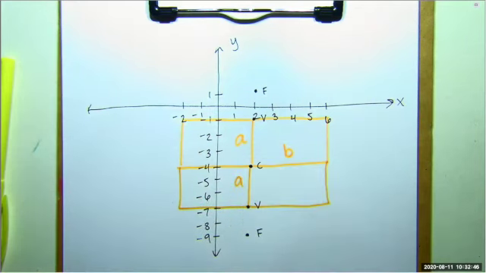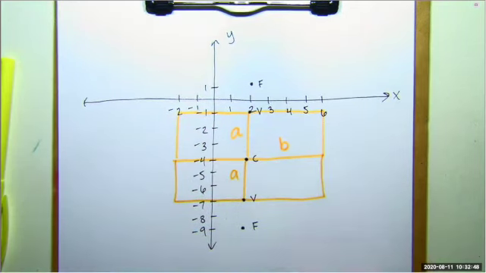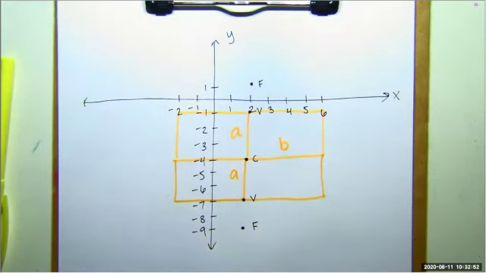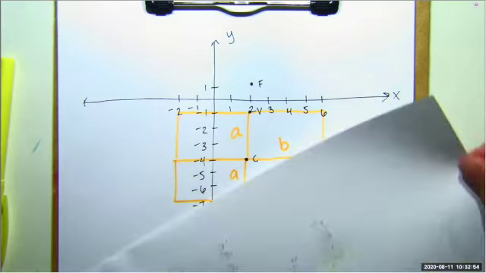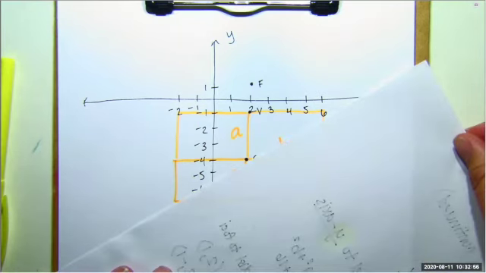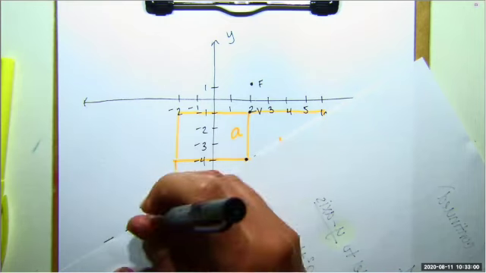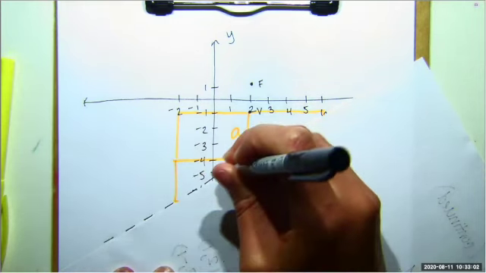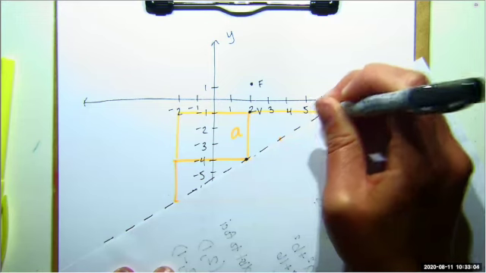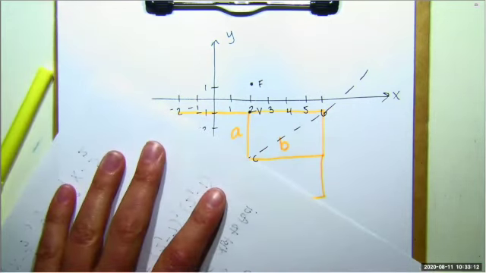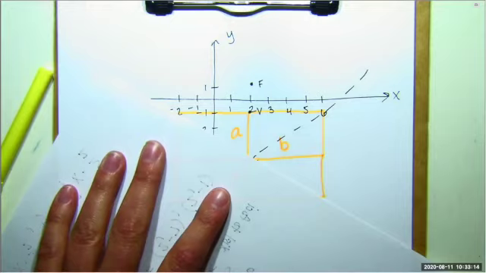Now, it just so happens that our oblique asymptotes are going to go through the center and they will go through the corners of our box. So our first oblique asymptote should go right through here. And our second oblique asymptote should go right through here.